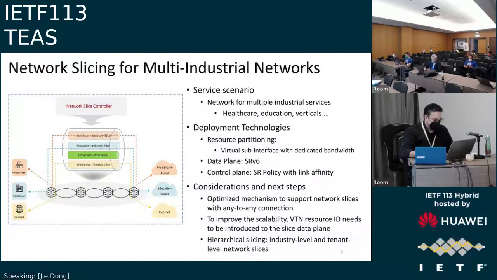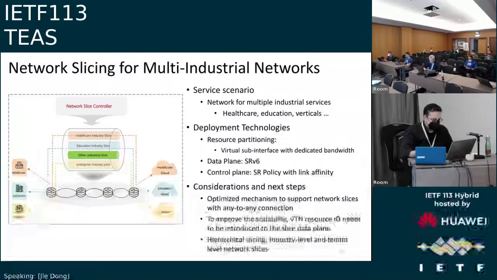For this network, the operator noticed that with this SR policy-based mechanism to achieve any-to-any connections, it will require a large number of SR policies being provisioned on the network, like full mesh SR policy provisioning. For this kind of any-to-any connection, they are considering introducing an optimized mechanism to support SRv6 best effort-based network slicing in the next step.